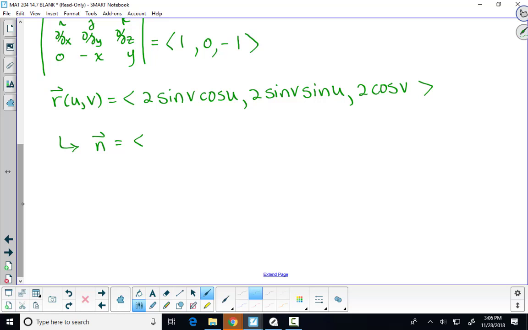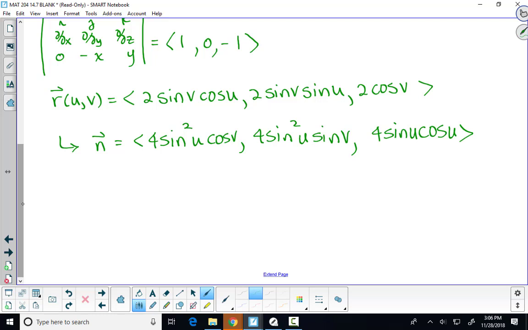Let's get the actual normal. You're going to get 4 sine squared u cosine v, comma, 4 sine squared u sine v, comma, 4 sine u cosine u. Okay, so that is the normal vector for the surface.